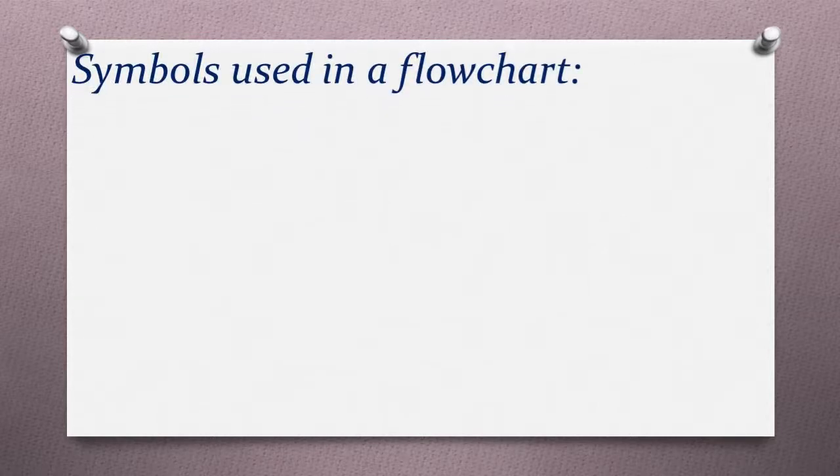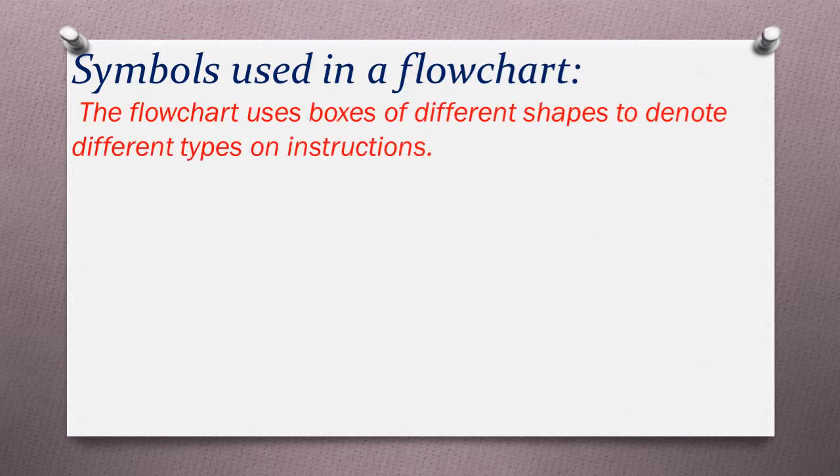Next is symbols used in a flowchart. You know that flowchart means it is a pictorial representation, meaning each and every instruction should be written in boxes, different types of boxes based on the types of instruction. The flowchart uses boxes of different shapes to denote different types of instructions.